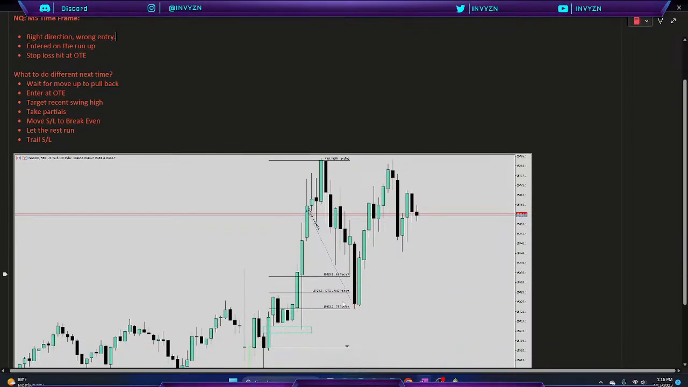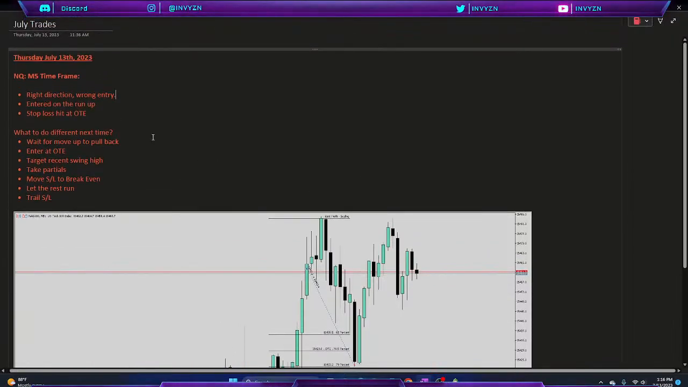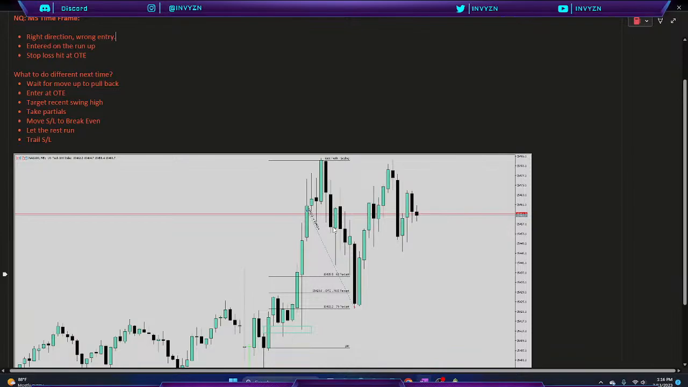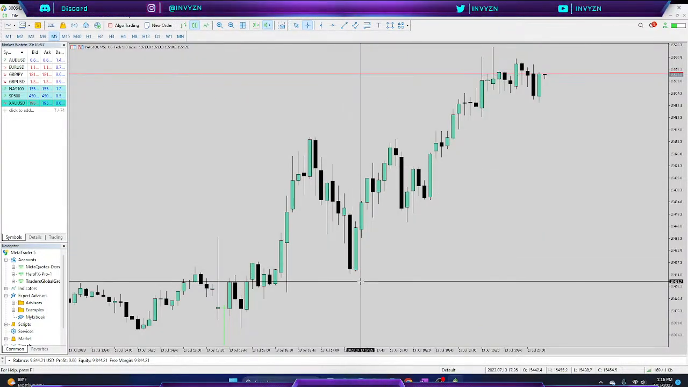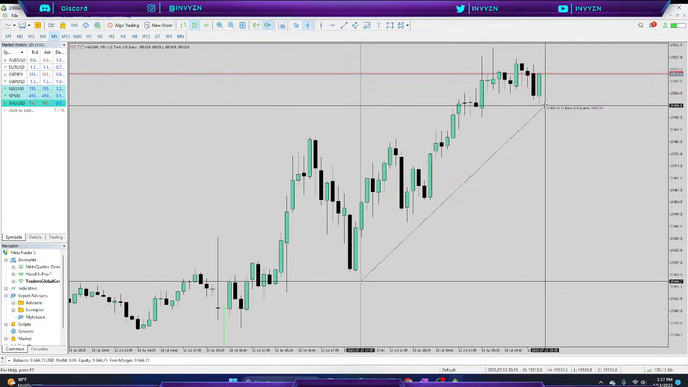Stop loss was hit, because here's where I placed my stop loss. It was hit only for price to continue making its way higher. So what could I have done differently in order to succeed next time? Instead of entering on FOMO right here, wait for price to pull back into the discount zone in order for it to accumulate more orders to continue making its ultimate move higher. So I would have entered right here, taken my partials at this high right here, moved stop loss to break even, and then while price kept moving higher, I would have just kept trailing my stop loss until I get stopped out.